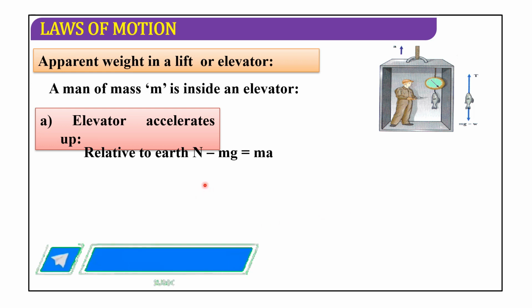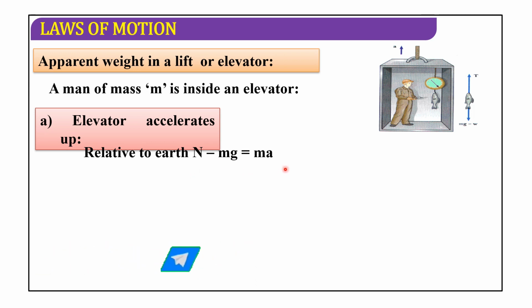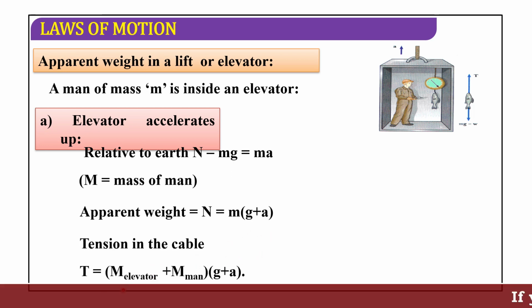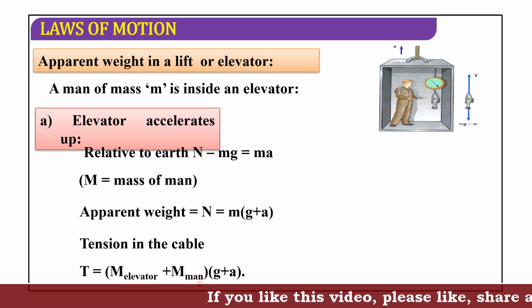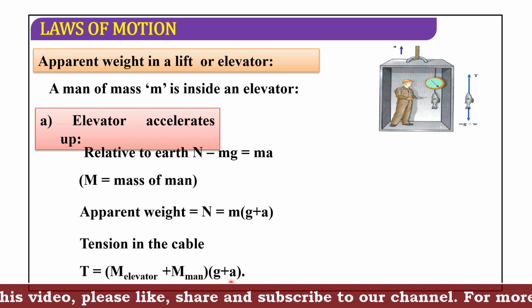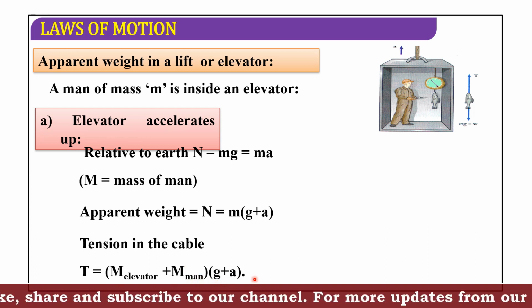Relative to the earth, N minus mg is equal to ma. So where m is the mass of the man, the apparent weight N is equal to m of g plus a. So the tension in the cable, that is T, is equal to the elevator mass and the mass of the man, that is m elevator plus m man into g plus a.